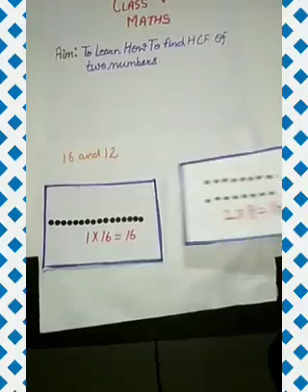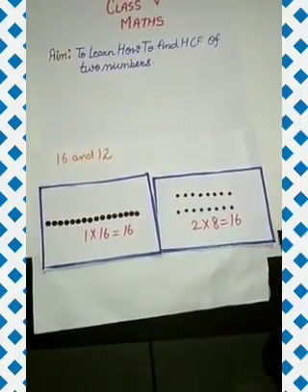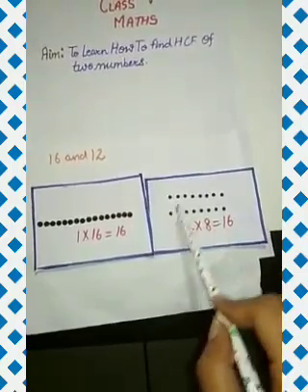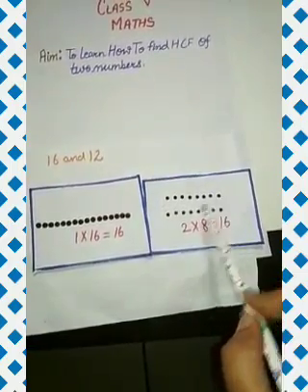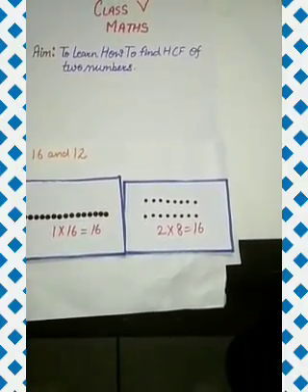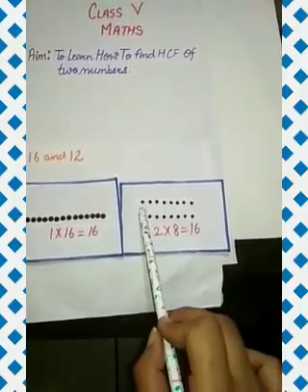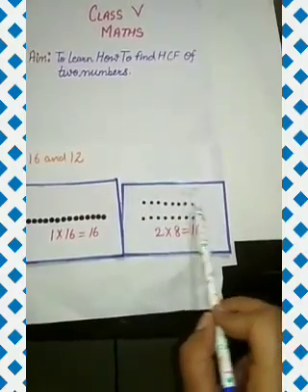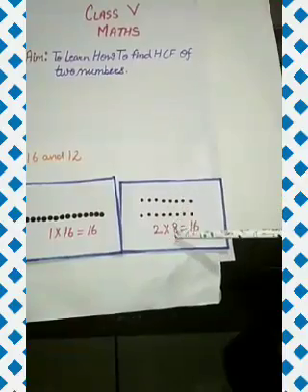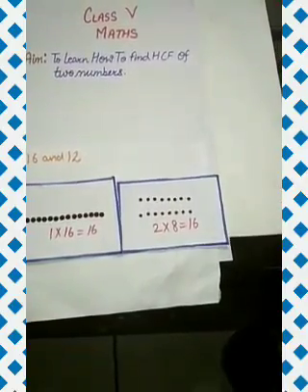Similarly, we know 2 into 8 is equal to 16. So, 2 into 8, 2 rows are there and 8 columns are there. And we know for rows, we have to move horizontally from left to right, and for columns, we have to move vertically from upward to downward.